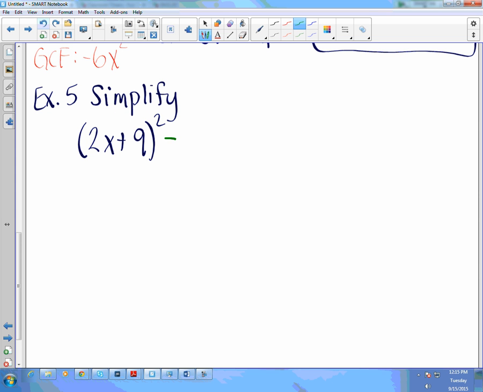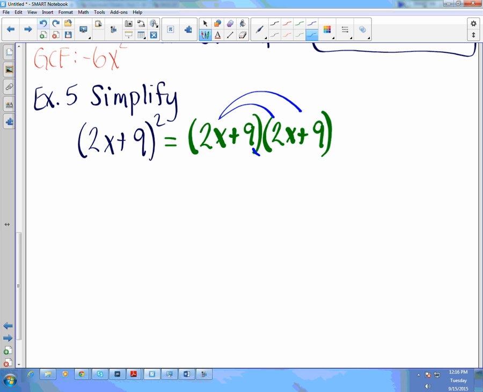Remember, exponents are repeated multiplication. So I have my binomial, and (2x + 9) squared is really 2x plus 9 times what? 2x plus 9. Repeated multiplication. Now, use your distributive property. We have a binomial times a binomial, which means 2 times 2, which is 4 terms. And then we'll have some like terms to combine. Practice your distributive property. Let me know when you have it and I'll check it off.